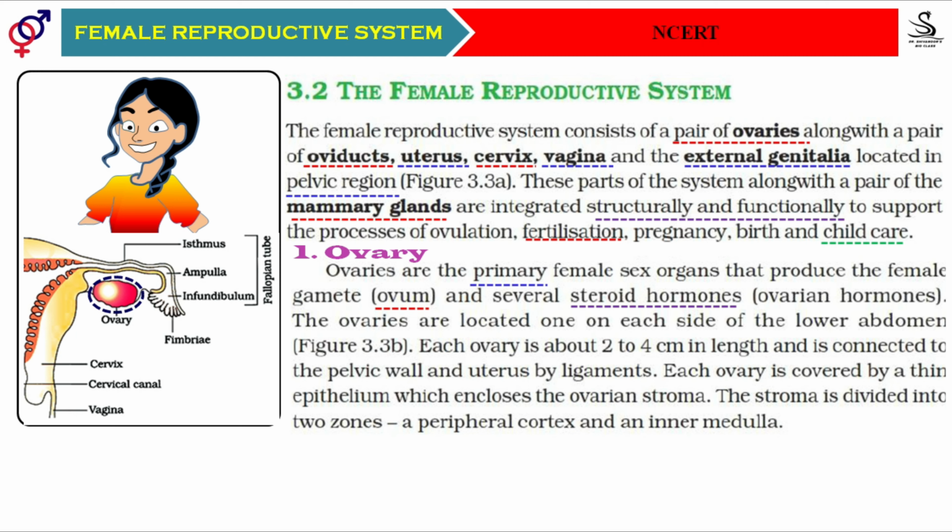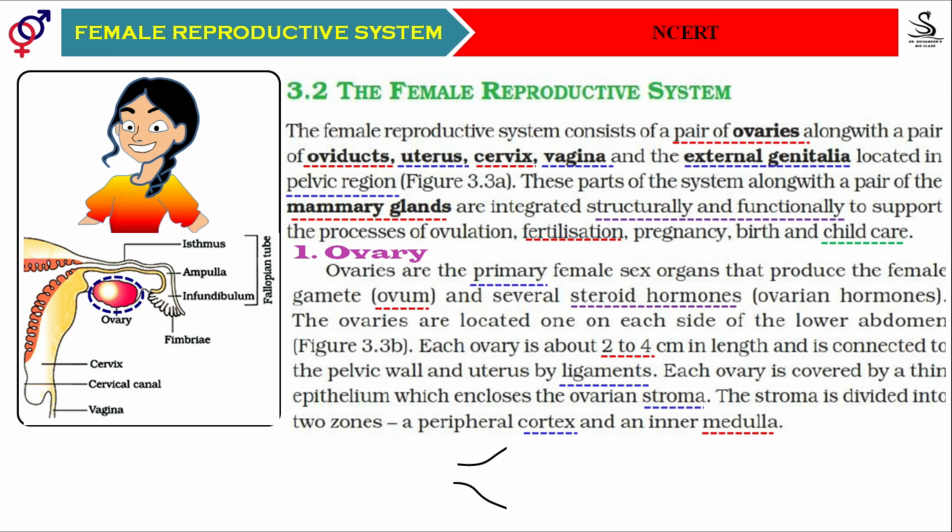If you consider one single ovary, students, it is about 2 to 4 centimeters long and connected with the pelvic wall and uterus with the help of ligaments. Each ovary is covered by a thin epithelium which encloses the ovarian stroma. Stroma is a tissue. What tissue is it then? It is loose connective tissue, areolar tissue actually. And the stroma is divided into 2 different zones. Outer is the cortex region and inner is the medulla region.